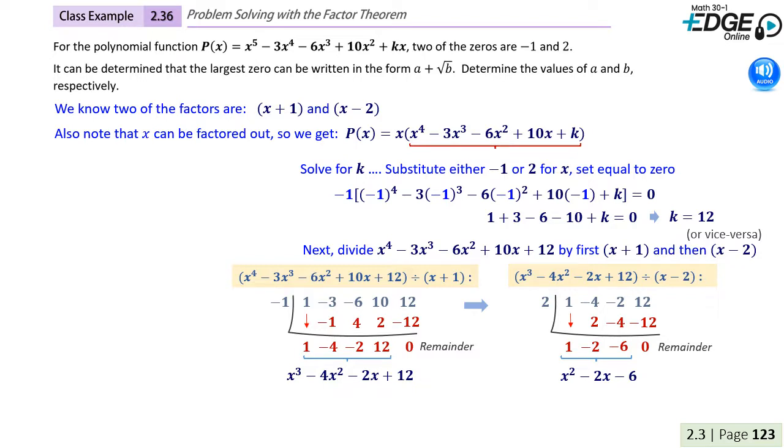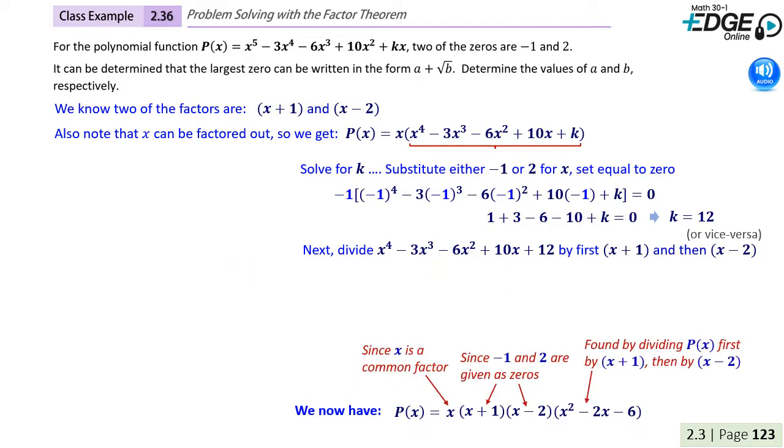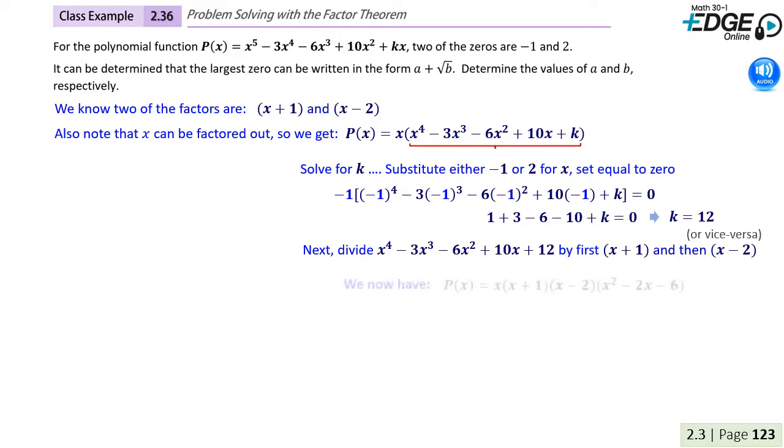Now that we've taken out both factors, we're left with a quadratic. Remember, the x out front is because it was a common factor. The x plus 1 and x minus 2 were given as zeros. Now we'll need to use that quadratic trinomial x squared minus 2x minus 6 to find our other zeros. Given that x squared minus 2x minus 6 does not factor over the integer numbers, we'll use our quadratic formula.